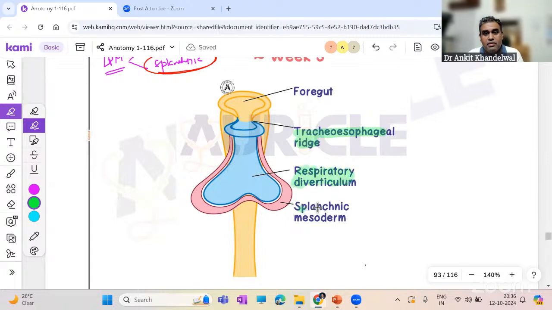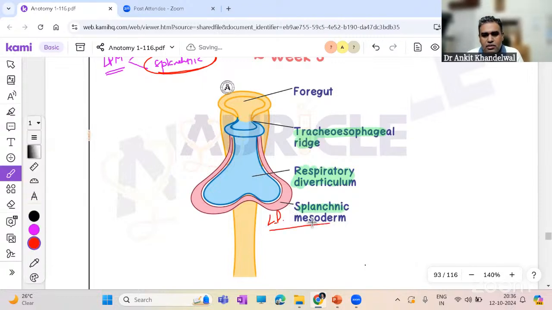And you can see the splanchnic mesoderm. What is the splanchnic mesoderm? It is the same splanchnic part of the lateral plate mesoderm. I hope you got the point. You can see it is going along with the diverticulum. This diverticulum is endodermal, but you can see how closely it is associated with the mesoderm. I hope you got the point.